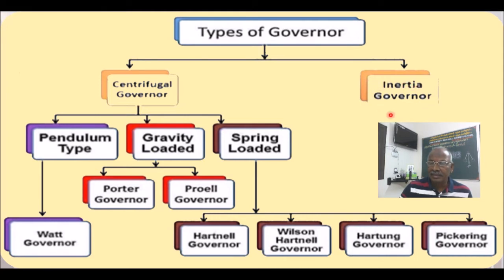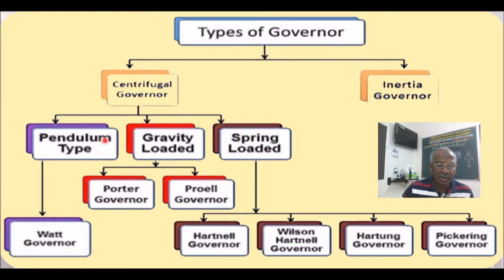Inertia governor is not covered in our syllabus, so we are going to study only the definition of inertia governor. We are going to study deeply about the centrifugal governors. There are three types of centrifugal governors. One is pendulum type, another one is gravity loaded type, the third one is spring loaded type.